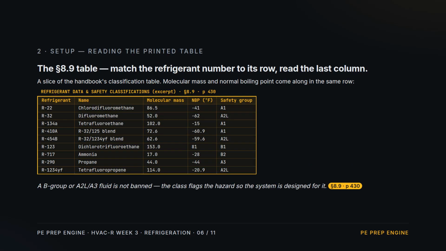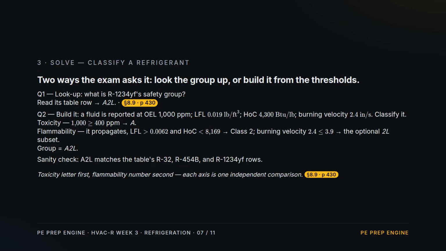Setup. The table itself. Find the refrigerant number, read across to the safety group in the last column. Molecular mass and boiling point ride along in the same row. Notice the spread. R22 and R134A are A1. R32, R454B, and R1234YF are A2L. Propane is A3, ammonia is B2, and R123 is B1. The class flags the hazard. It isn't a ban.